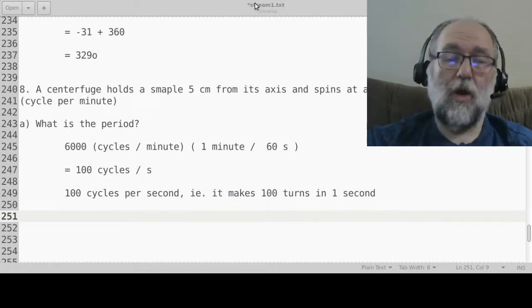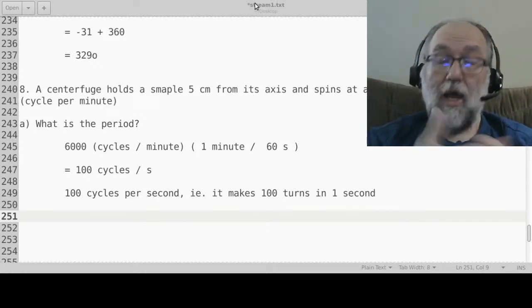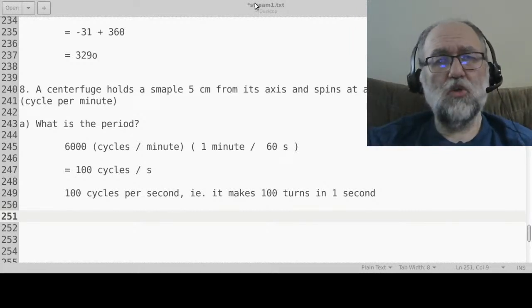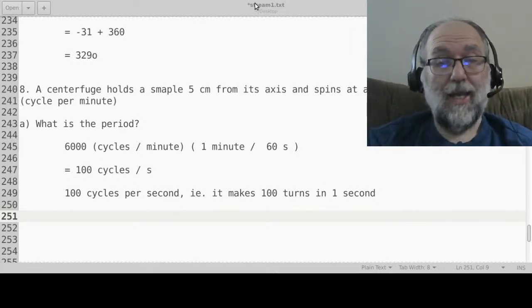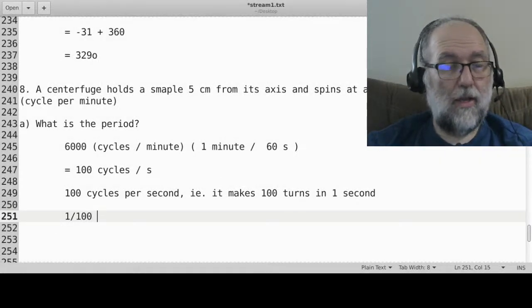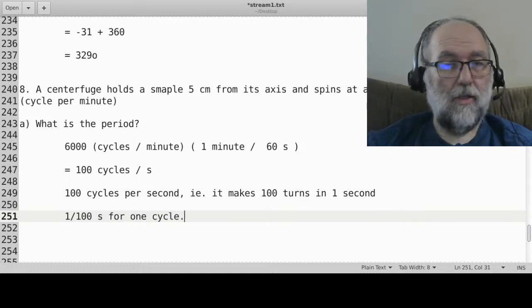After the second turn, 200ths of a second. After the third turn, 300ths of a second. After the 100th turn, 100ths of a second, and that's 1 second, okay? So something is turning 100 times in 1 second. It takes 100th of a second to turn, okay? 100th of a second for one cycle.